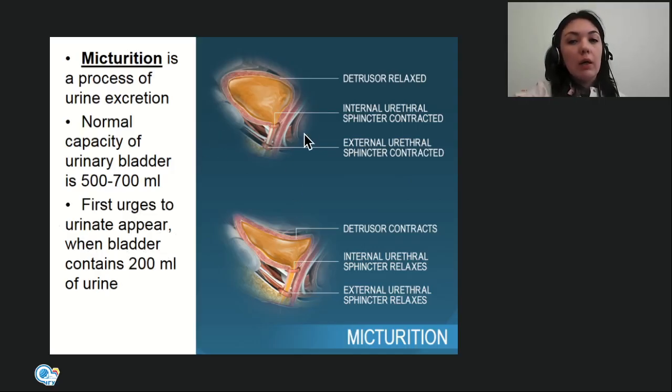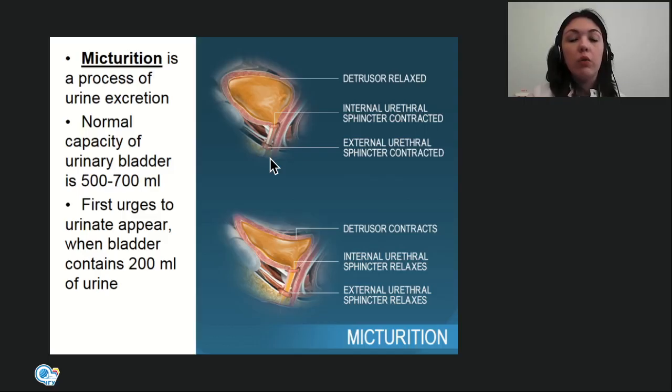So when there is not so much urine in the urinary bladder, then the detrusor muscle is relaxed and the urethral sphincters are contracted. We discussed it at the very first lesson in the semester, yes. What did we discuss? That there are two sphincters in the rectum, yes, and in the urethra it is the same. There is an internal and an external. The internal urethral sphincter is involuntary, and the external urethral sphincter is voluntary.